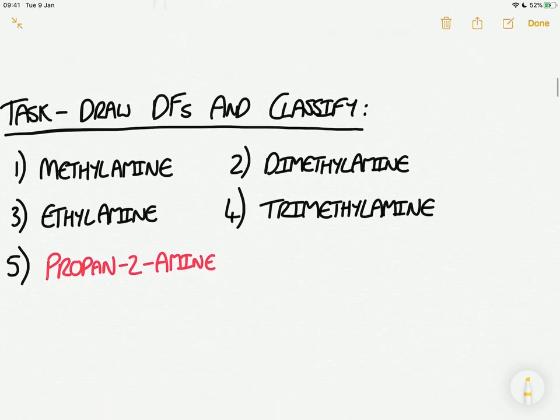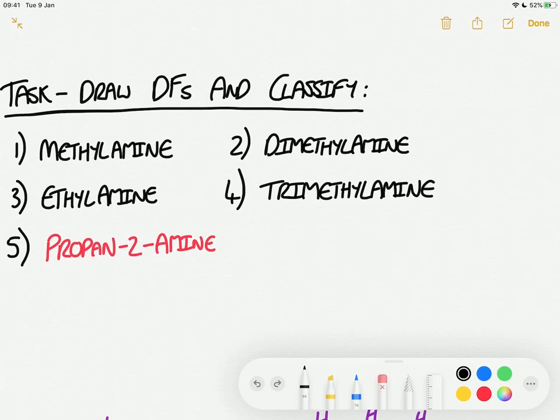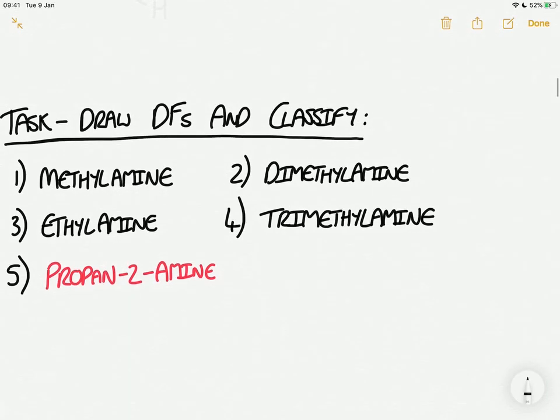We've got a task. This is partly a nomenclature task because you have to unpick the name to figure out the displayed formula, and it also requires you to classify according to what we just looked at. So are they primary, secondary or tertiary? Pause the video and have a go.